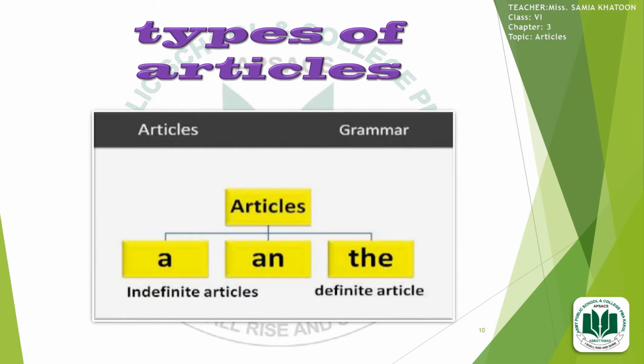Now, you would be thinking why these three articles are divided into two groups. Yes, the answer is they are divided into two different groups due to their function. Students, a and an point out or refer to something which is unspecific, whereas the points out or refers to something which is specific, which is special.